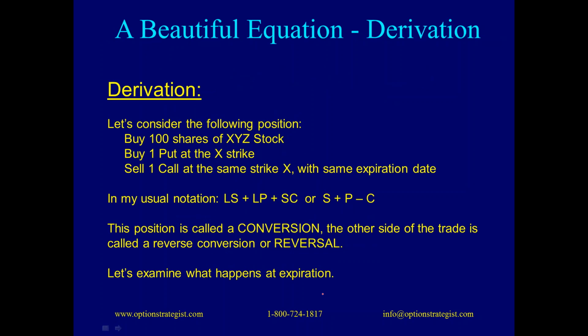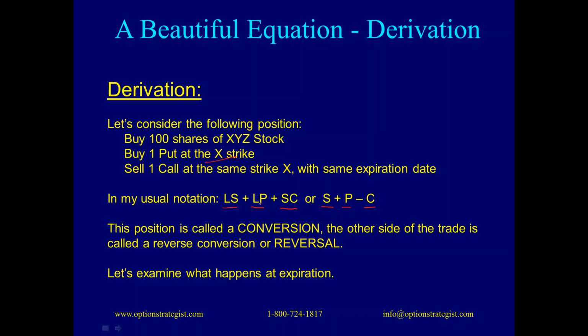Okay? All right, so now we know what the beautiful equation is. Let's see how we could derive it. Where does it come from? You don't want to just take my word for it, do you? Okay, so here's what we're going to do. We're going to put on a position of long 100 shares of stock, my favorite stock, XYZ. We're going to buy 100 shares of that. We're also going to buy a put at some strike, we'll just say strike X. And we're going to sell a call at the same strike X, of course with the same expiration date. Okay. Now in my usual notation, as I go through my mentoring program, I would normally put it like this: long stock plus long put plus short call, or we transfer the L to positive signs and the S to a minus sign, I could just say stock plus put minus a call.